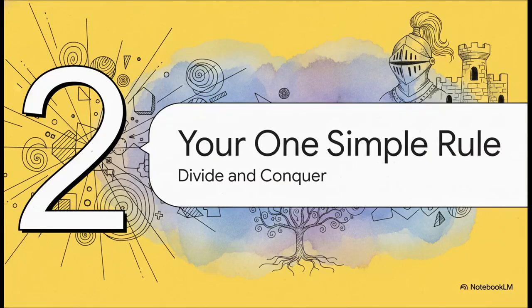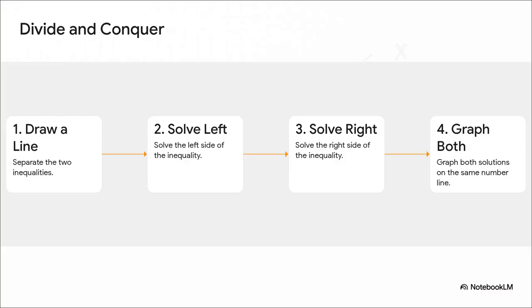All right, so how do we actually do this? How do we tackle any OR problem you see? Well, there's one simple, foolproof rule, and we're going to call it the divide and conquer strategy. Super simple. And really, it's as easy as it sounds. 4 steps. First, you literally draw a line down the middle of your paper. Boom, you've split the problem in two.